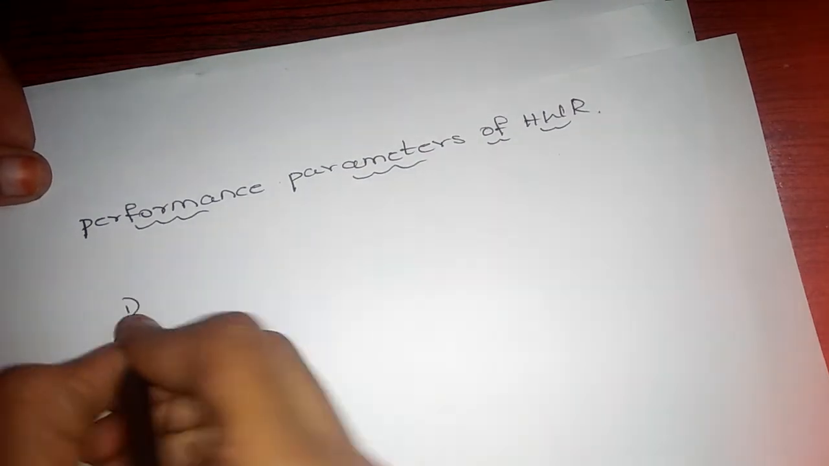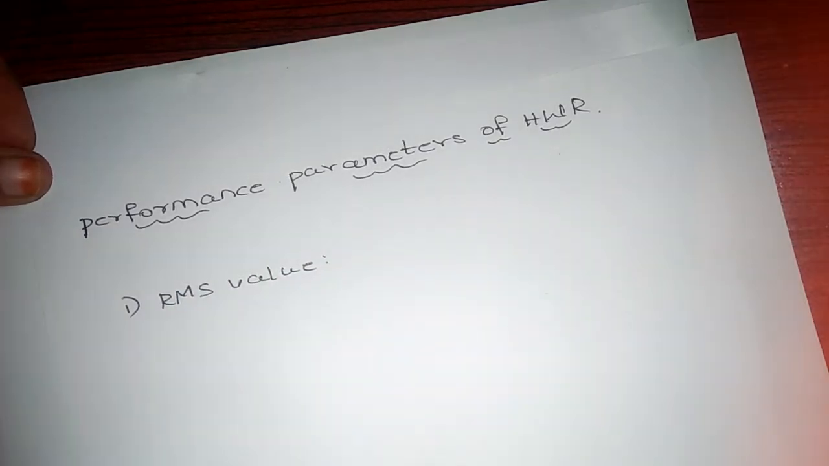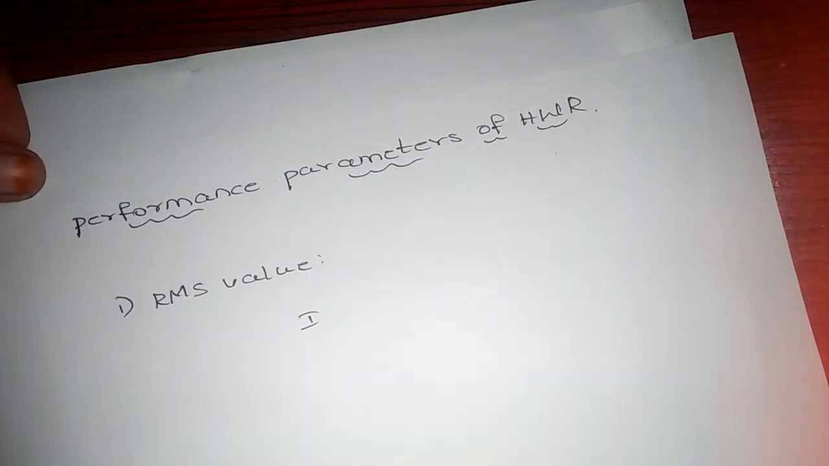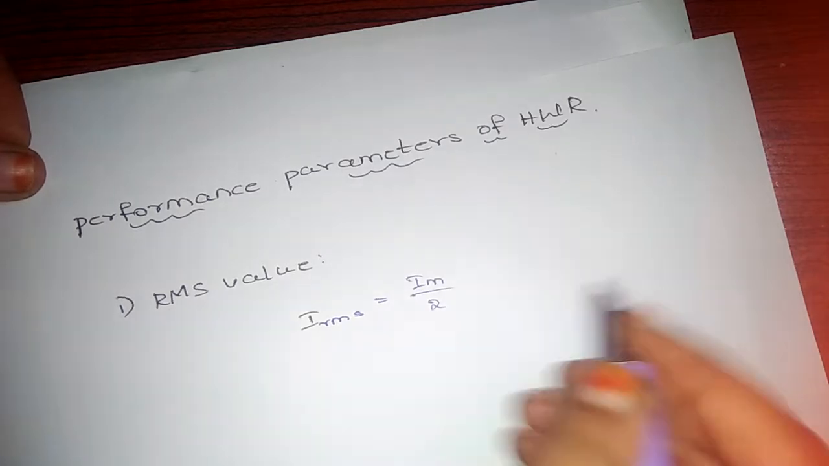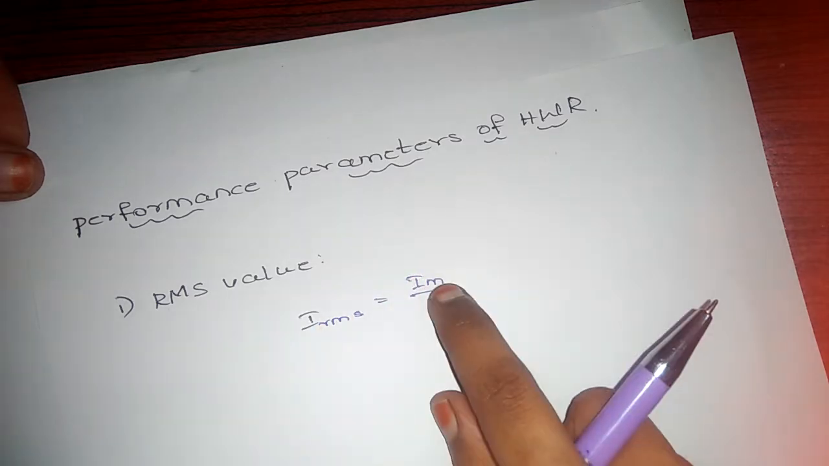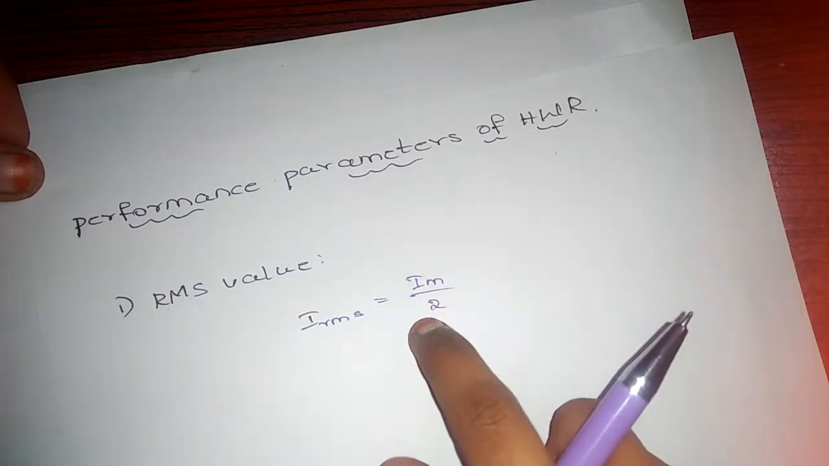So what is the first one? RMS value. The RMS value of a current or a voltage of a rectifier is also known as the effective value of current or voltage of the rectifier. The RMS value of current of the half-wave rectifier is given by the general equation: I_RMS is equal to Im by 2. Here Im is the maximum current, the peak current.